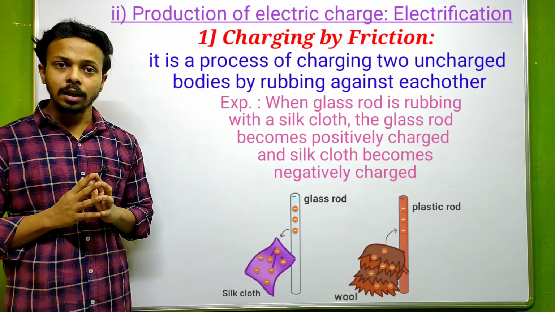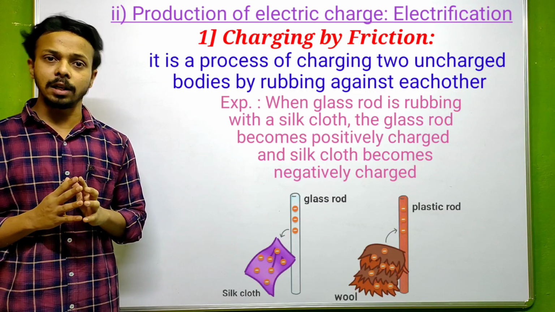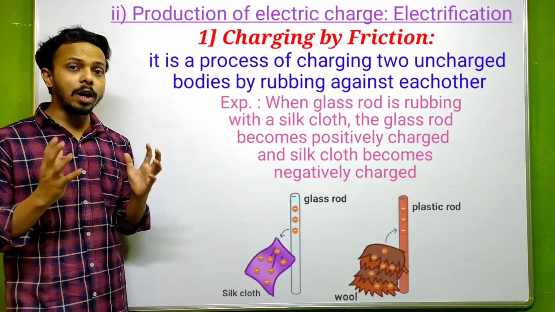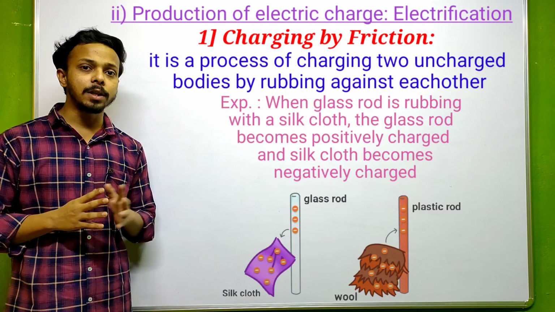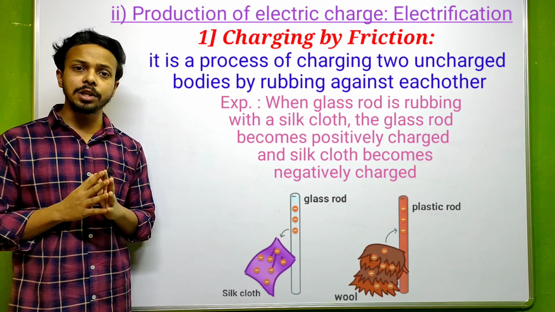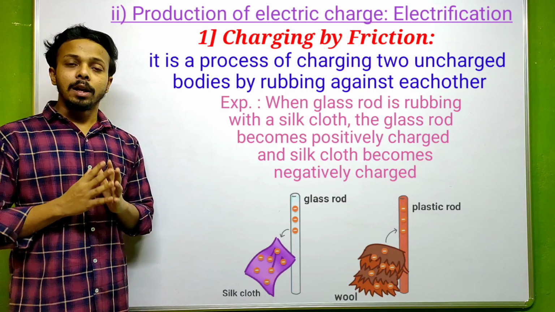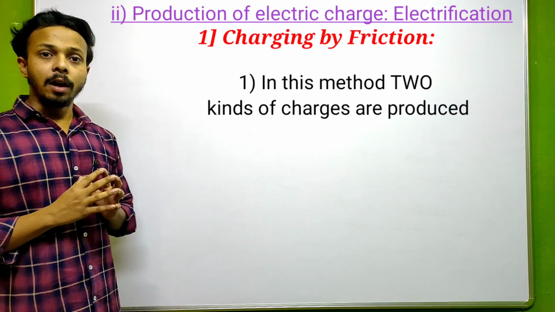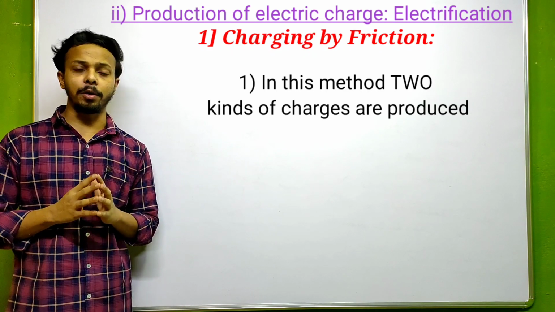Therefore, the electrons get loose. The glass rod loses electrons to the silk cloth and becomes positively charged. Whereas in the silk cloth, there is more attraction of the electrons towards the nucleus. Therefore, it takes the electrons from the glass rod and becomes negatively charged. So when the glass rod and silk cloth are rubbed against each other, the glass rod becomes positively charged and the silk cloth becomes negatively charged. Now let us understand some important points regarding this method. The first point: in this method, two kinds of charges are produced on the bodies.